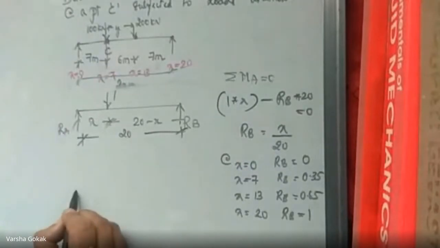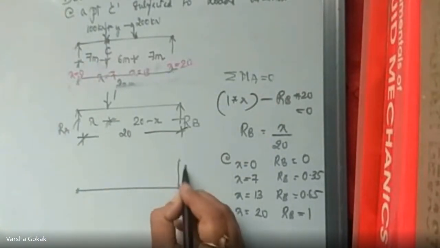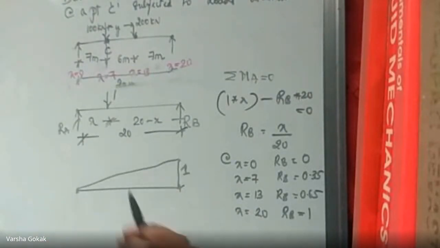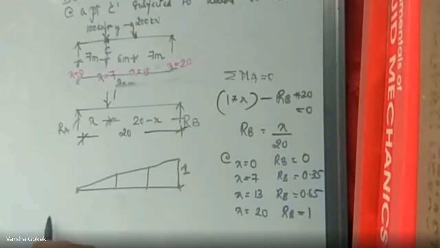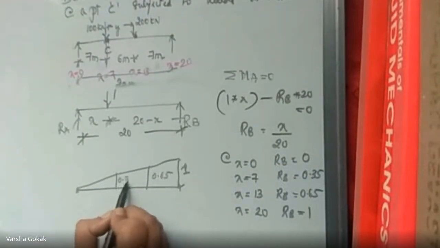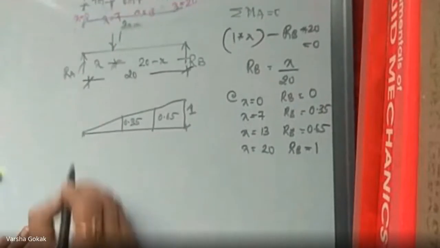So when I draw the influence line diagram for this now, RB became 1, right? And RA at point A is 0. And here are your ordinates. So what is this? This is 0.65 and this is 0.35. Correct? Now I have to calculate the RB value. So how do I calculate RB?